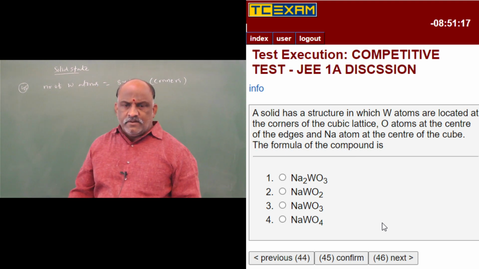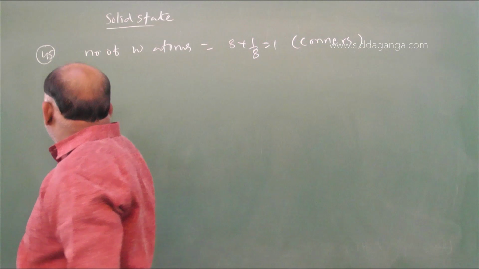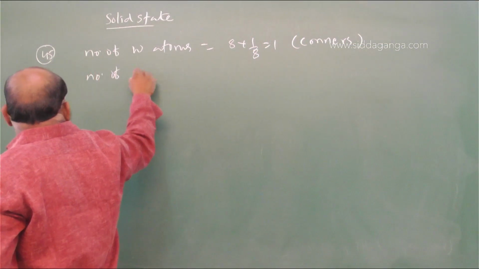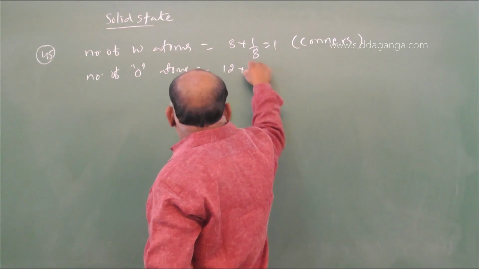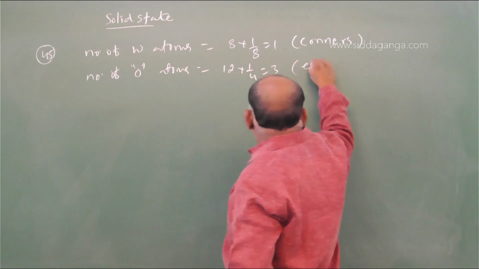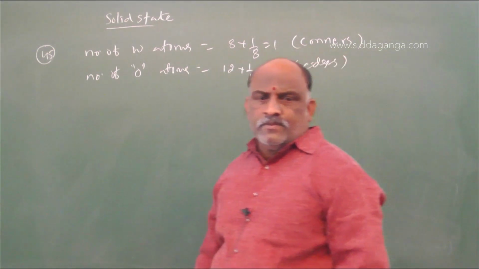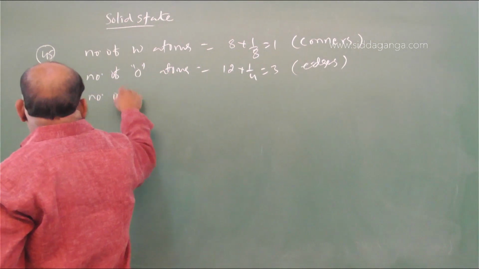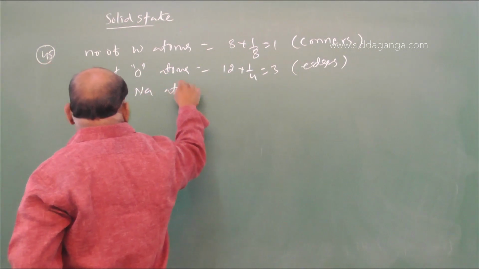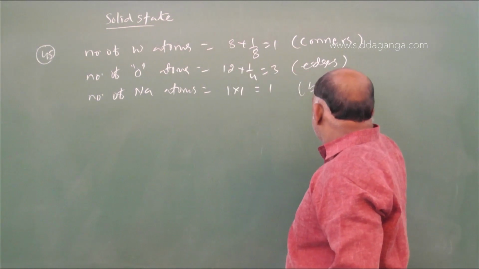Next, O atoms at the center of the edges. Number of O atoms: 12 into 1 by 4 is equal to 3, at the edges. And the number of Na atoms: one, at the body center.